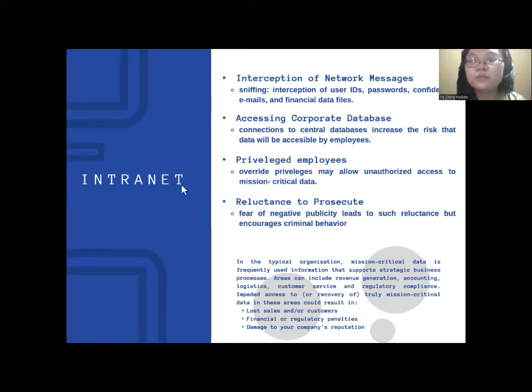Next risk will be the privileged employees. Sometimes, employees override their controls for unauthorized access to mission-critical data. To have a clear understanding, in the typical organization, impeded access to mission-critical data could result in, number one, lost sales to our customers, financial or regulatory penalties, and/or damage to reputation. Lastly, sometimes we are reluctant in terms of prosecution. The fear of negative publicity leads to such reluctance but encourages criminal behavior. Those are some of the intranet risks that we might encounter in terms of our e-commerce.